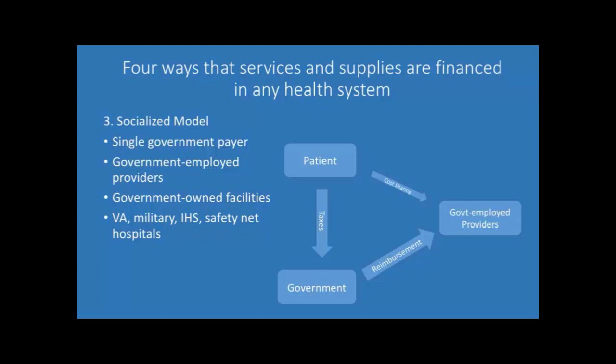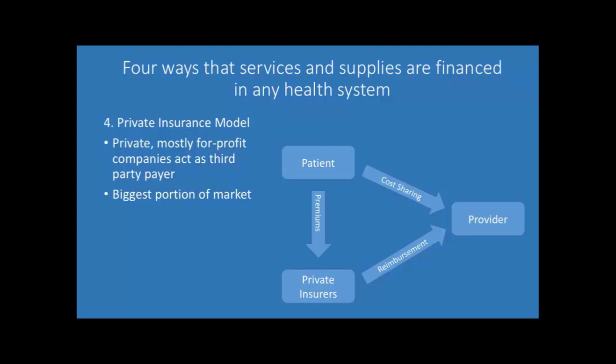It's a county-run hospital. Fourth, and the focus of what we're going to talk about today, is the private insurance model. So here you have companies that are mostly private, for-profit companies that act as these third parties. This is the biggest portion of the market. This is how the greatest chunk of people in the United States get their health care paid for. Okay, and so here we're going to have a patient paying what are called premiums to the health insurance company, and when they go to seek care, there's some level of cost sharing, and the provider gets reimbursed from the insurance company.